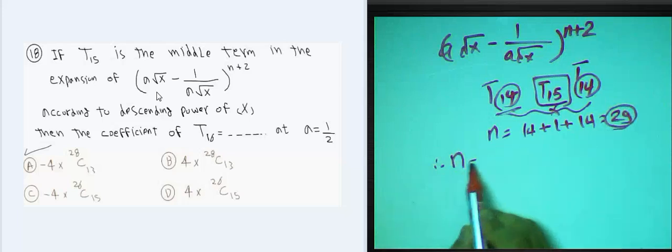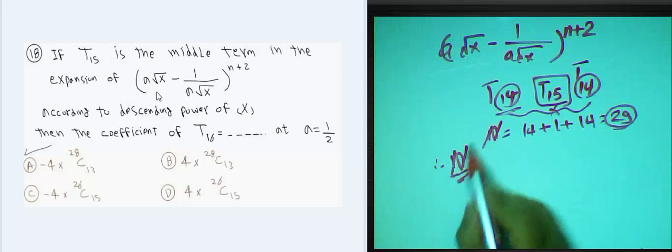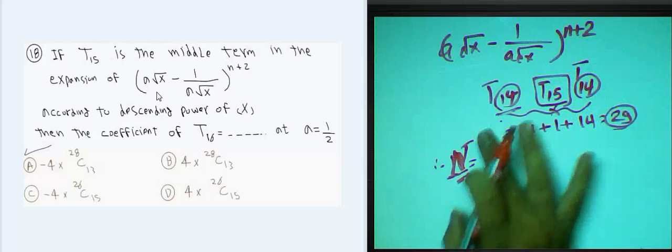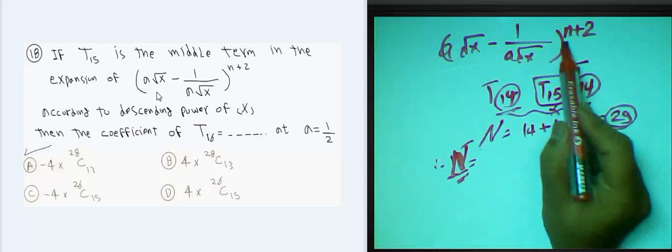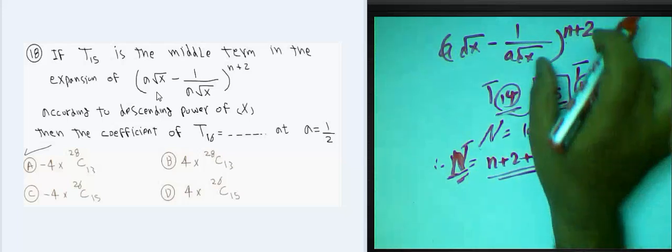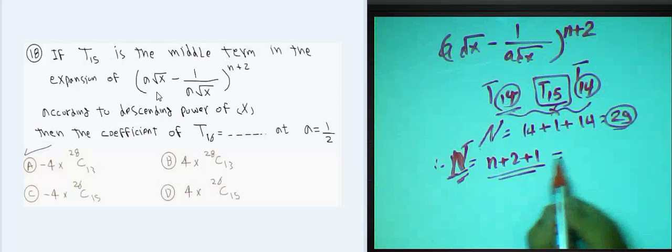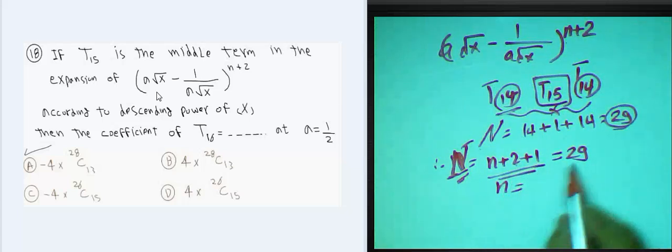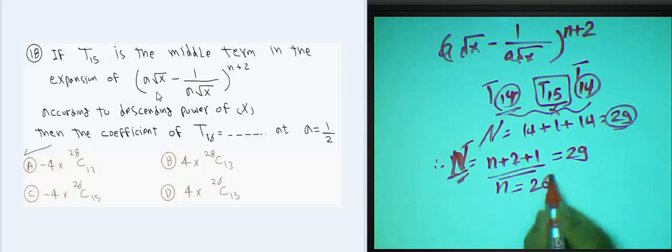Then the number of terms relates to n. Don't panic about n plus 2. The number of terms equals n plus 2 plus 1, the number of terms of this expansion. It will be equal to 29. Then n will be what? 2 plus 1 is 3. 29 subtract 3 will be 26. Then n here equals 26. We get n equal 26.